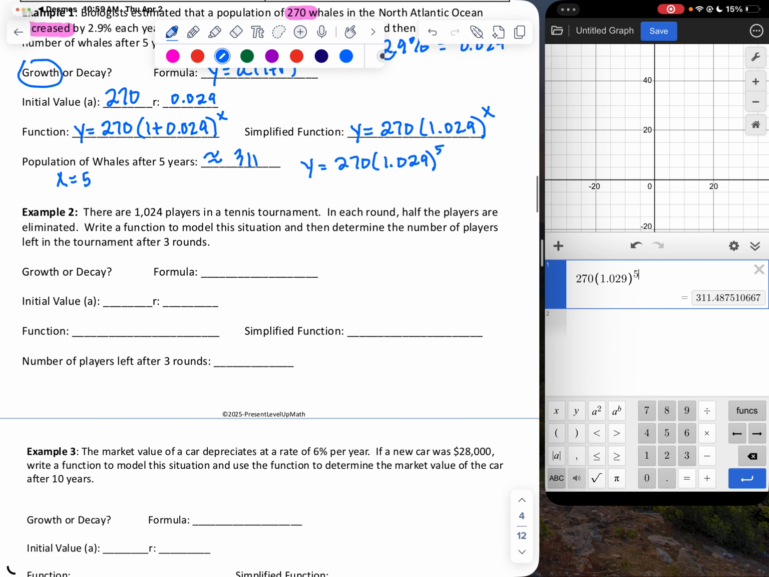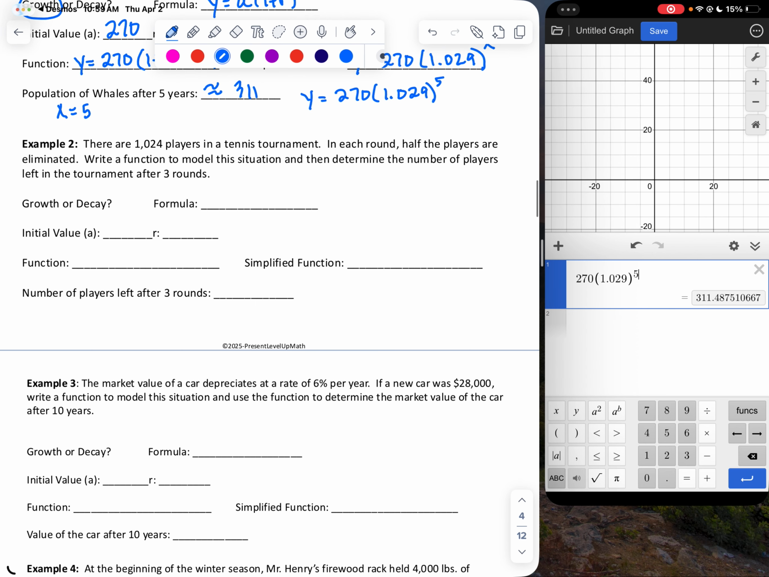All right, example 2. There are 1,024 players in a tennis tournament. In each round, half the players are eliminated. Write a function to model the situation and then determine the number of players left in the tournament after 3 rounds. So the first thing we want to determine is, is this a growth or decay situation? Well, they kind of gave us a hint right here, saying that half the players are eliminated, which means the number of players is decreasing each round. So this would be decay, and we would use the formula y equals a times the quantity 1 minus r to the x power.